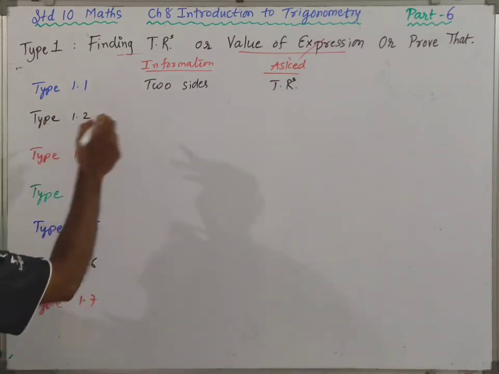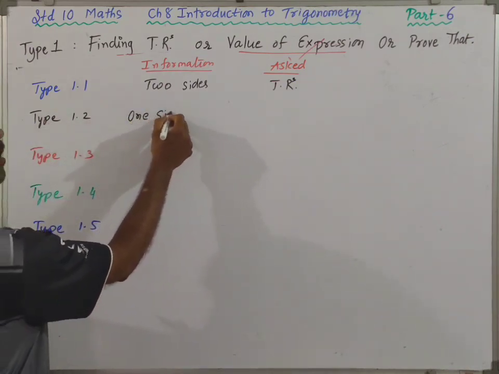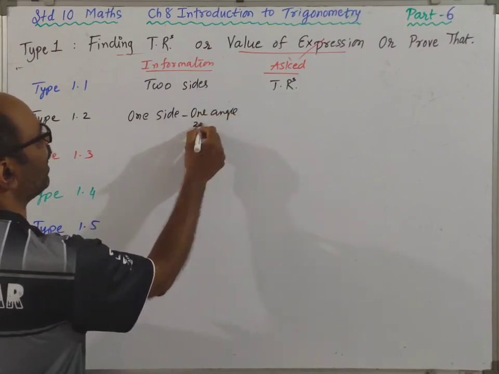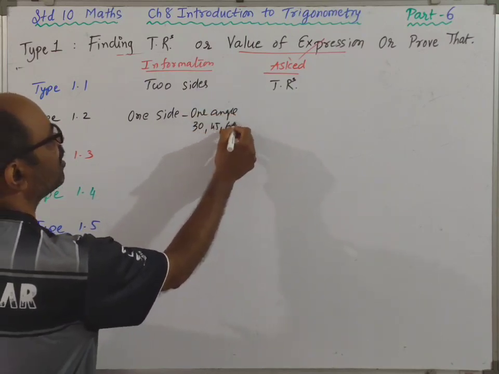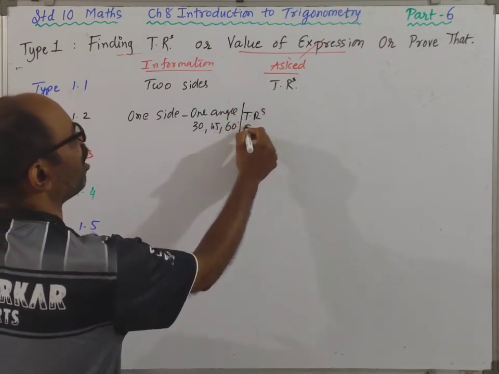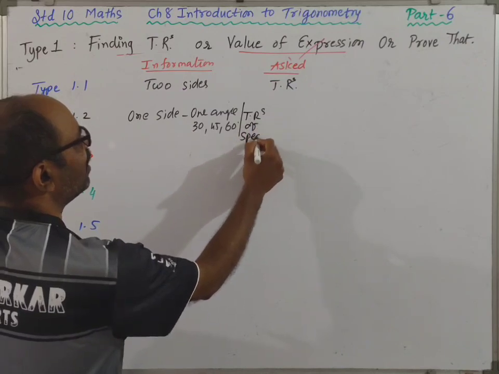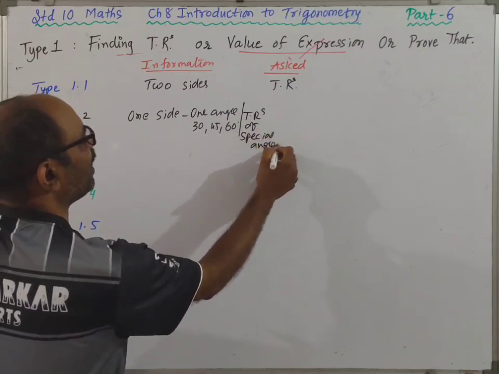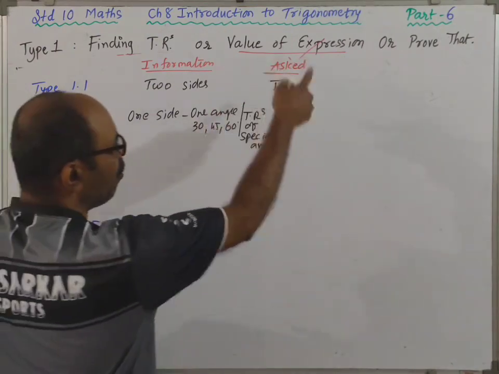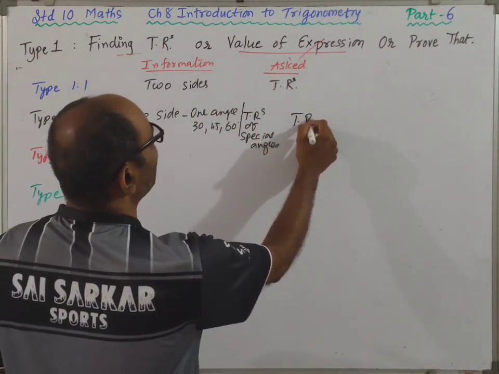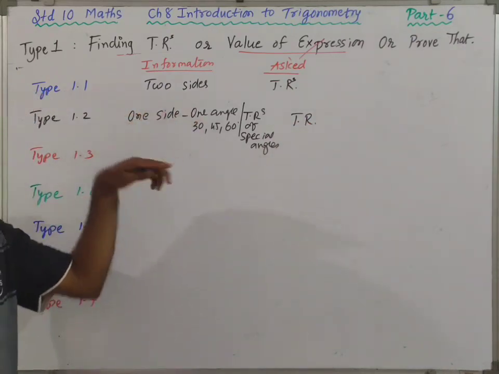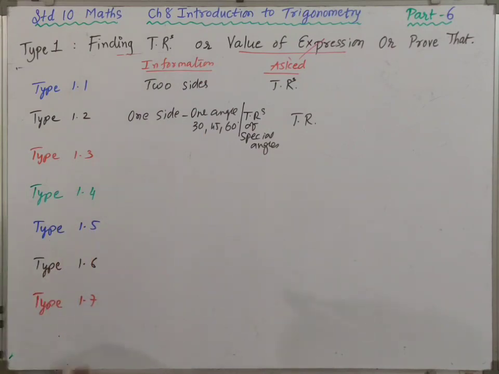Here, one side is given and one angle, and probably that is 30 degrees, 45 degrees or 60 degrees. But this is the case of trigonometric ratios of special angles. In these special angles, we have to do what we did before. So normally this won't be asked. Anyway, what do you have to find? You have to find the trigonometric ratios. One side, one angle is given and you have to find trigonometric ratios.